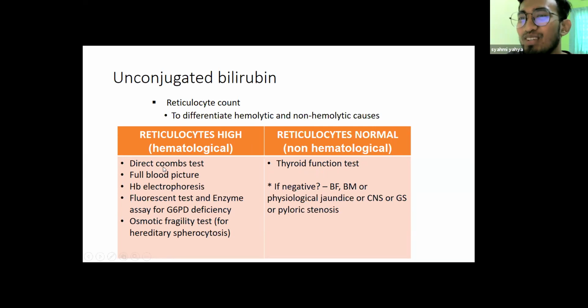Okay, and also if it's hematological, then we can do direct chromosome test, we can do a full blood count, full blood picture, HB electrophoresis, fluorescence test for G6PD, and osmotic fragility test. This is to check which one of the hematological problems this is.